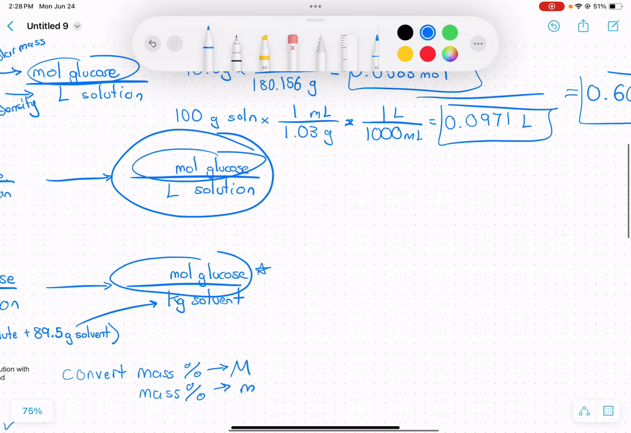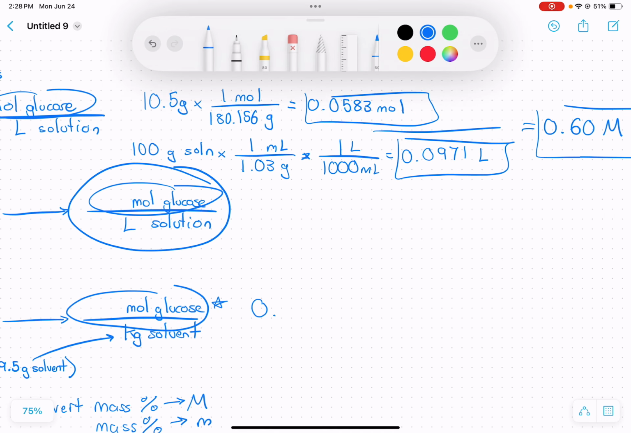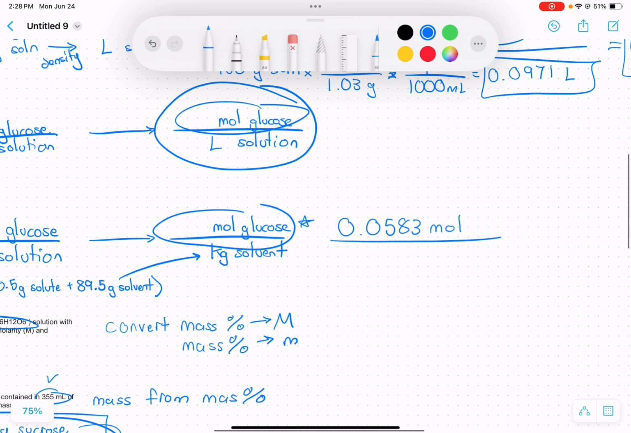So the top was moles of glucose, 0.0583 moles of the solute over the kilograms solvent. So all I have to do here is take the grams and convert it to kilograms. Okay, or 0.00895 kilograms.